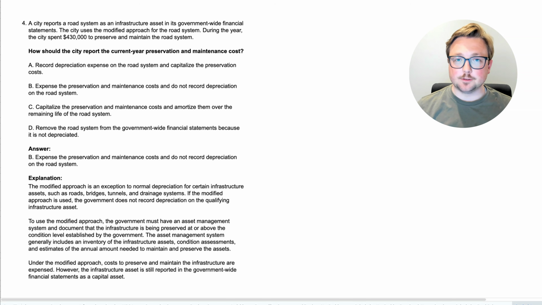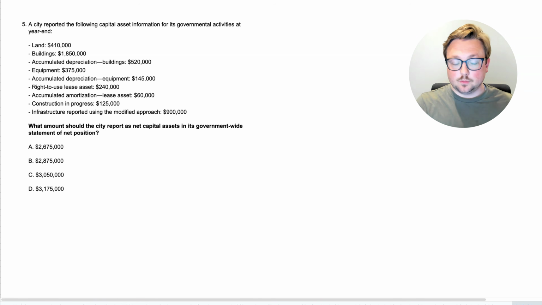Now let's go to the next question. All right, here we are at question 5. What amount should the city report as net capital assets in its government-wide statement of net position? Okay, so essentially we're going to try to figure out the net of the capital assets. So let's go up to the top. A city reported the following capital asset information for its governmental activities at year end.